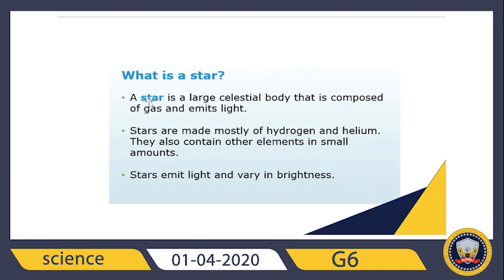stars. So a star is a large celestial body that is composed of gas and emits light. You remember that we say that stars are made mostly of which kind of gases? Of hydrogen and helium. Yes, and in addition to these gases they also contain other elements, but in small amounts. So guys, stars are shiny objects, as we know. Stars emit light and vary in brightness, and today inshallah we'll learn how we can measure the brightness of stars.